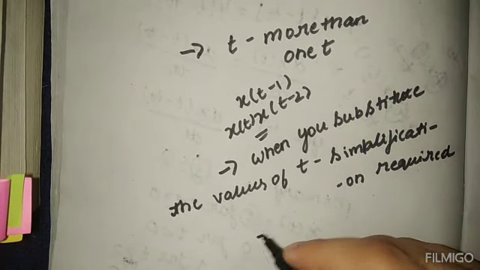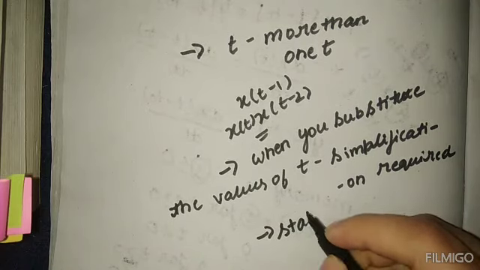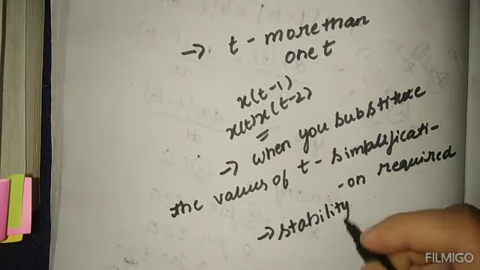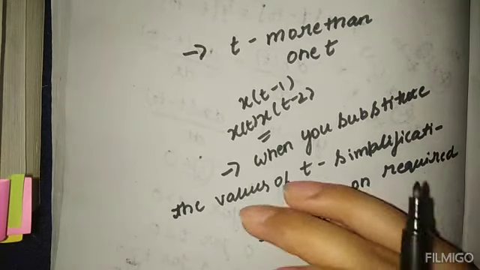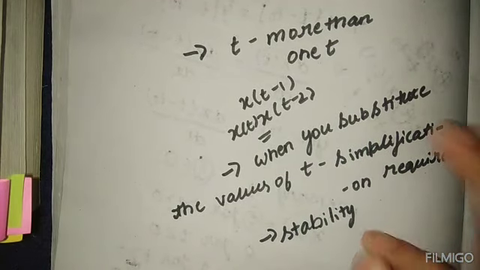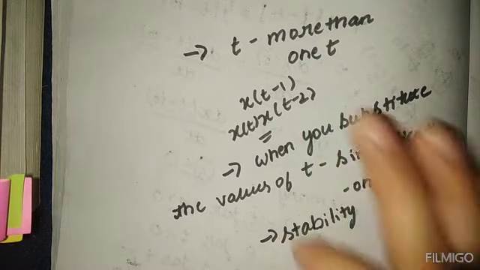For stability, you need to study with respect to the problems themselves. I told you, right? There is no shortcut for stability. You need to study with respect to the problems themselves: which problems provide bounded input and bounded output, right?